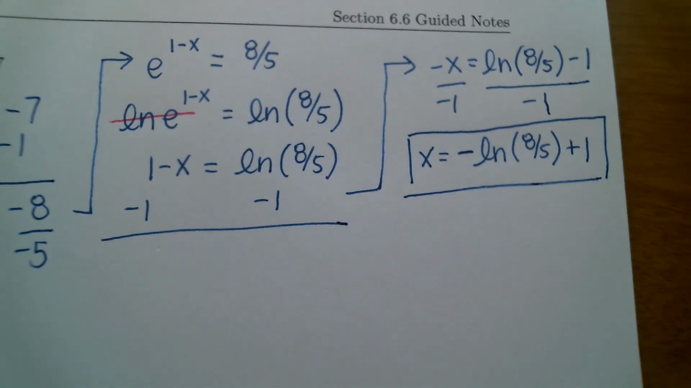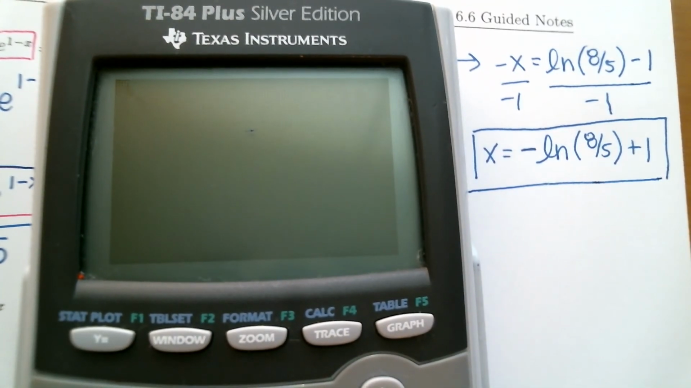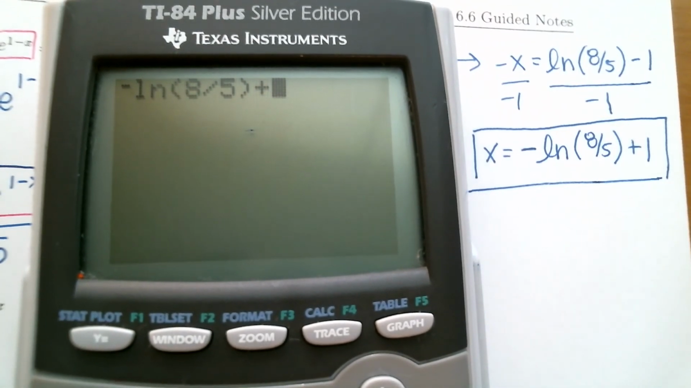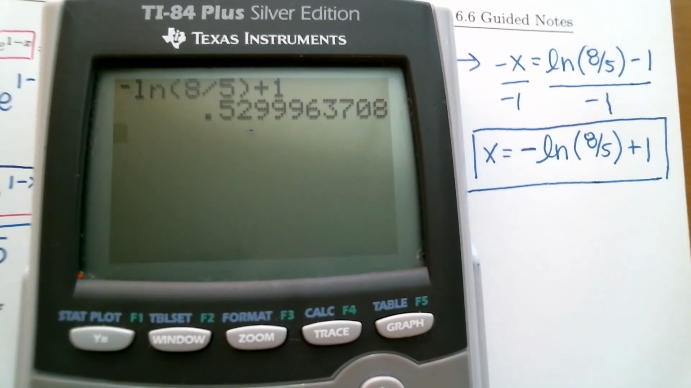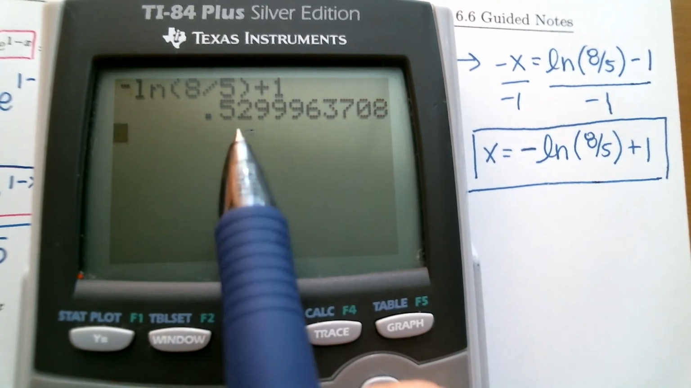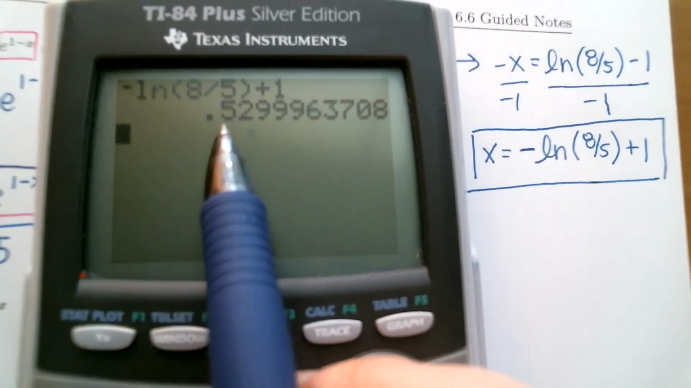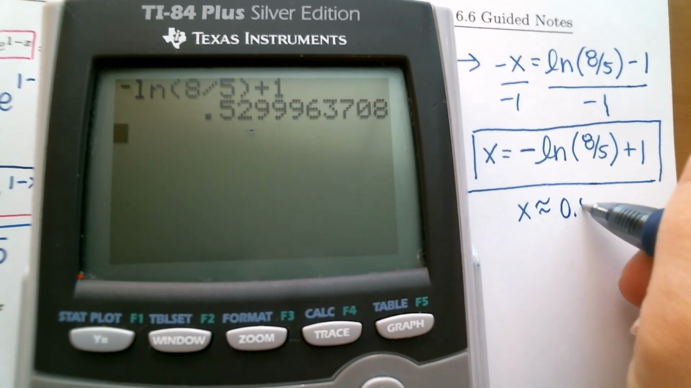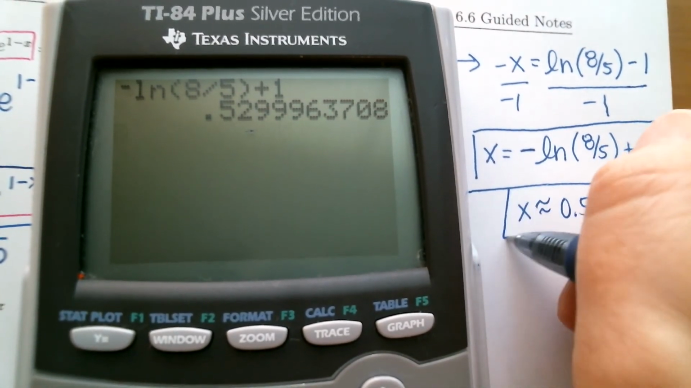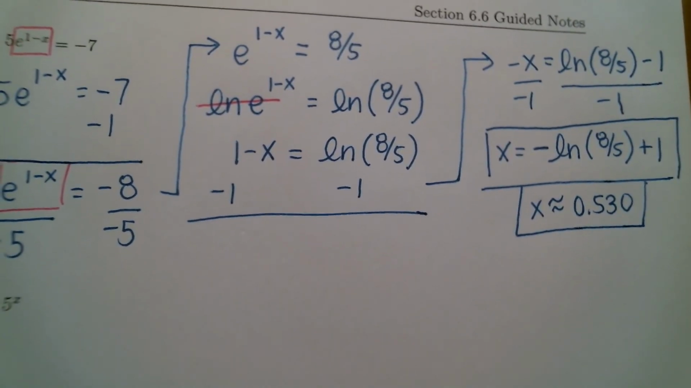We've got to punch it in to get a decimal approximation. So be careful here. You want to do negative natural log of 8/5. The entire 8/5 goes in parentheses, and then add 1. So that's how you enter it in. Hit the equal sign, round to 3 places. So we've got 529, and then a 9 after it. This 9 will bump it up, so it's going to be 0.530 is our approximation. So x is approximately 0.530. All right. Let's do one more, part F.